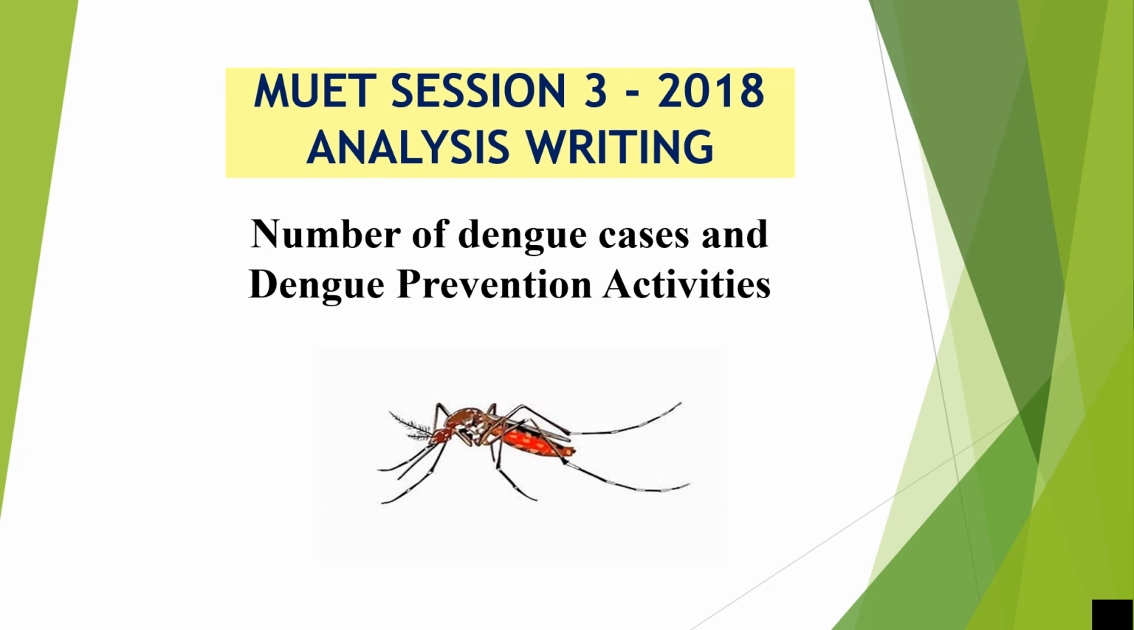I will walk you through MUET Session 3 2018 paper. It is about number of dengue cases and dengue prevention activities. I hope you have the question paper with you. Thus, you can easily follow the input given in a short while.